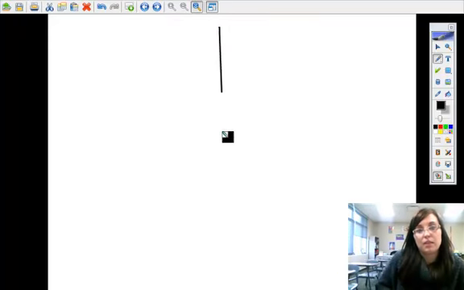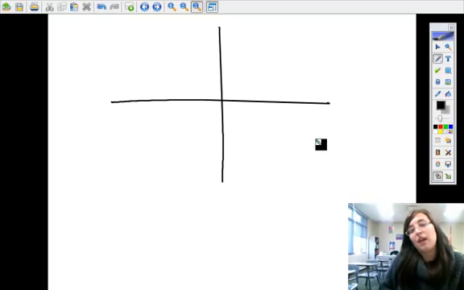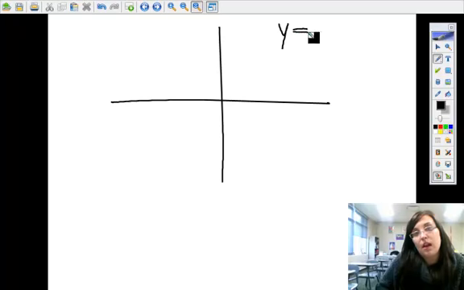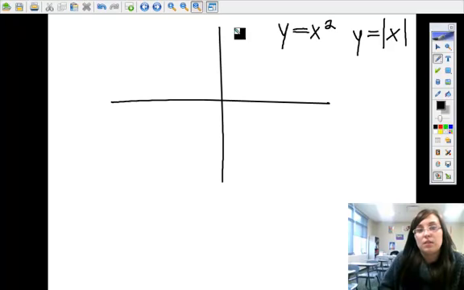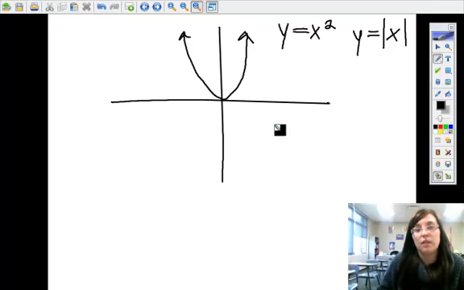When we're talking about our basic functions, we're going to look specifically at parabolas, which come from y equals x squared. And we're going to look at the absolute value function, which comes from y equals the absolute value of x. Okay? And so y equals x squared looks something kind of like this. And so all parabolas can be found by variations of y equals x squared.